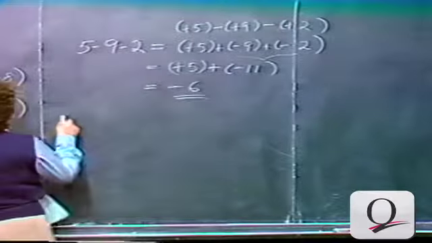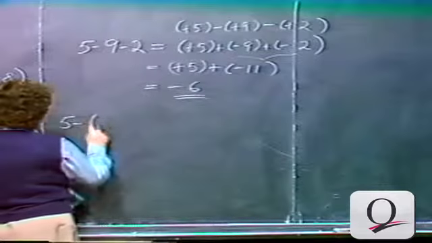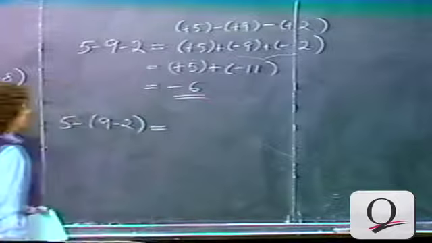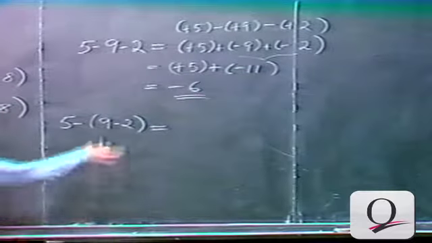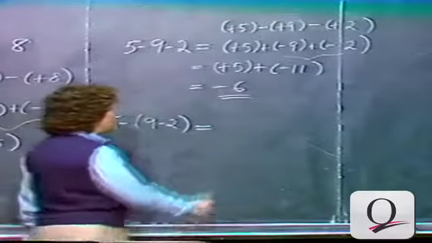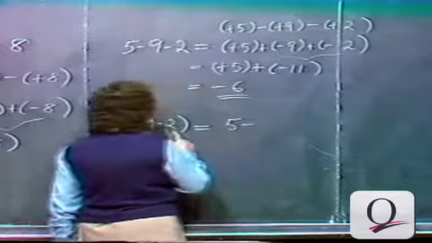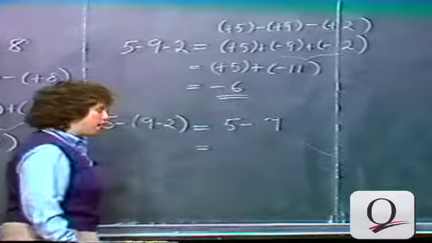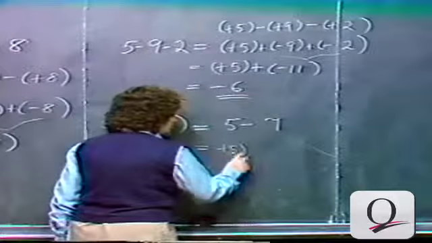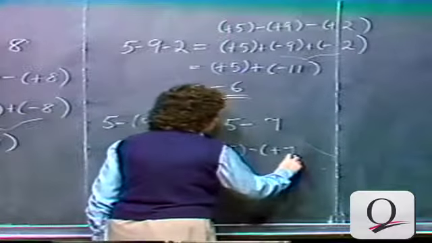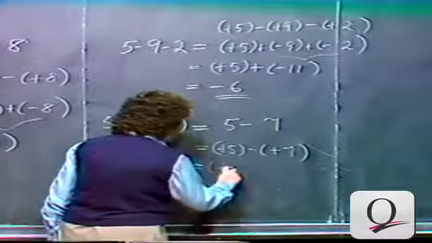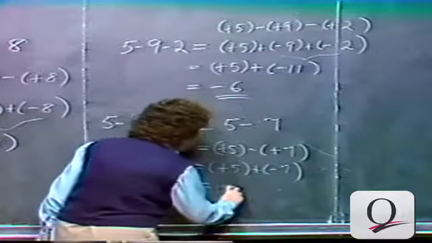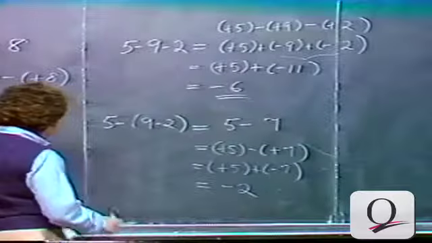Now, what if it had been 5, take away, in parentheses, 9 - 2? Now we handle what's in the grouping symbol first, so it's 5, take away. Now 9 - 2 is 7. So we have a +5, take away a +7, or a +5 and a -7 for an answer of -2.